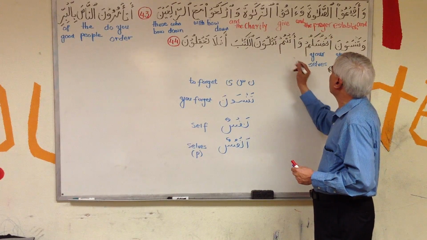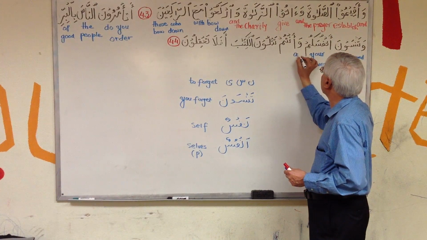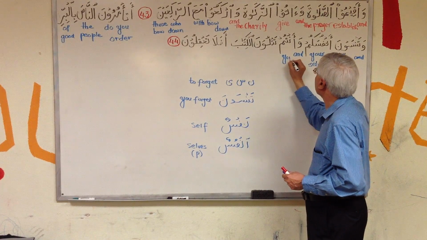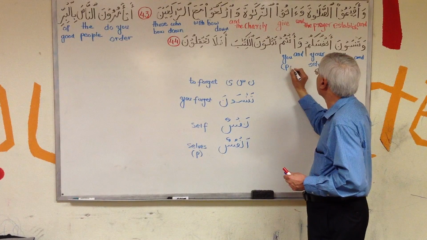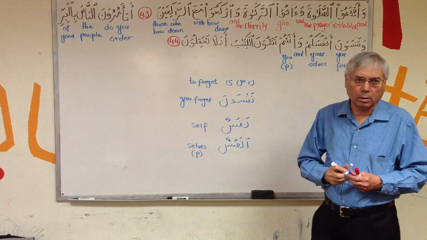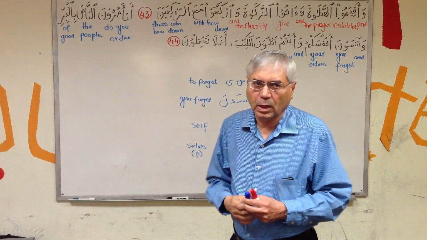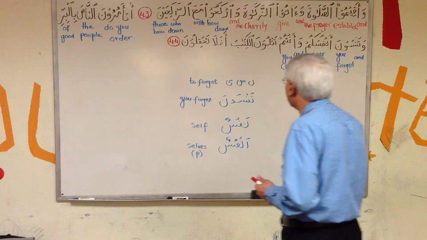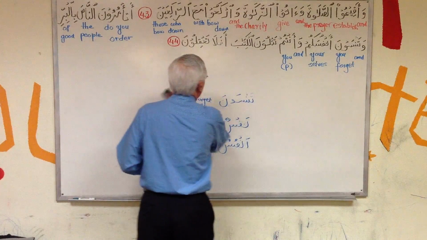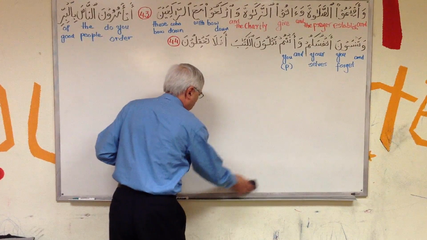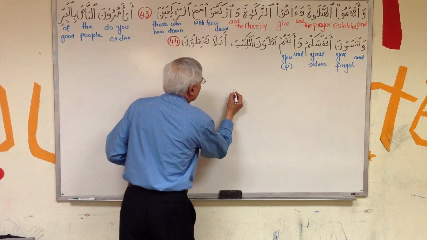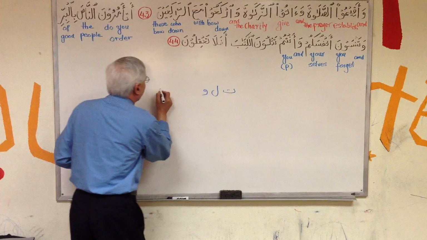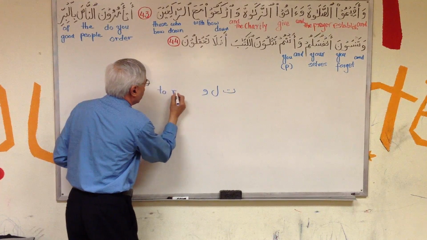Antum means you, plural. And you all. Antum is you all. Now, these three letters, ta, lam, and waw, mean to recite or to read.